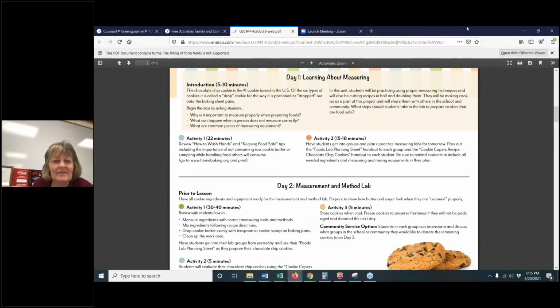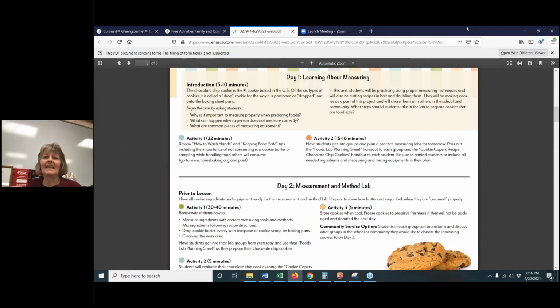After that, we spend some time talking a little bit about measuring and having students get into groups and plan a practice measuring lab for the next day. In the lesson plan, there is a foods lab planning sheet that can be used, and also the Cookie Capers recipe for chocolate chip cookies. Students can use that to practice both the lab planning and to get familiar with the recipe so they're ready to do that on the second day. The lab planning sheet and the recipe are attached to the lesson plan.